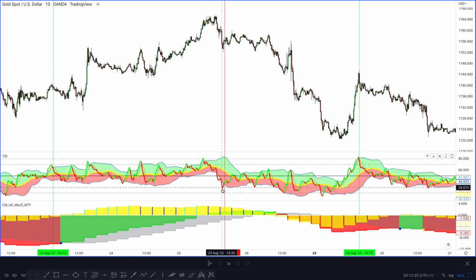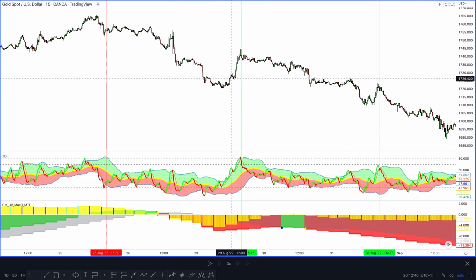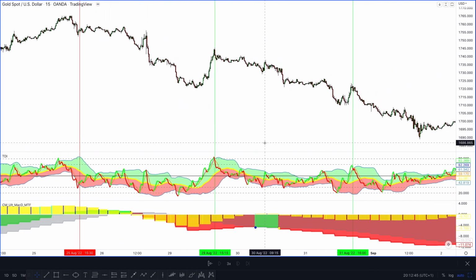We did have a shark fin right here, touched the 30, but of course the market just reversed and it did not go even 1-to-1. We can see there's an entry for a win here, right over here. So you can see the power of what the TDI is doing for you.